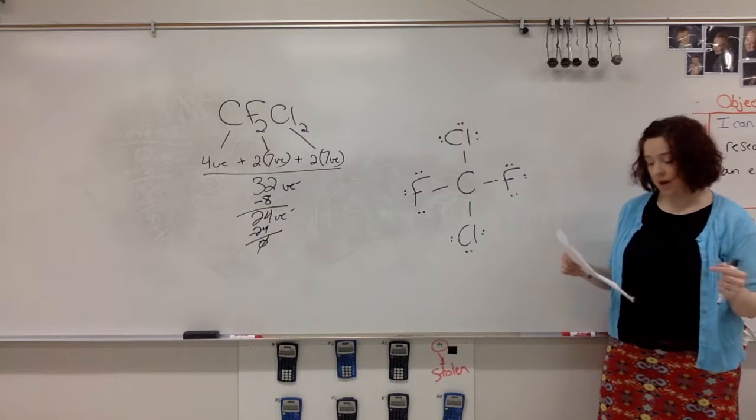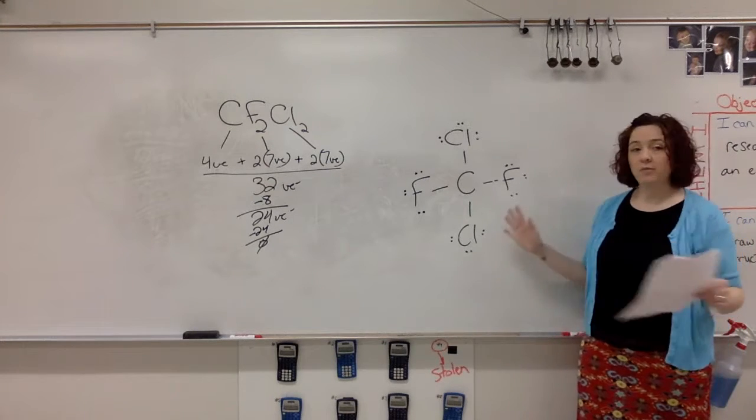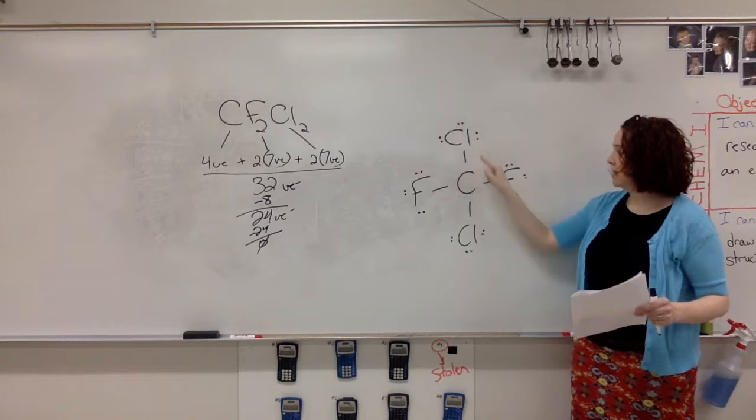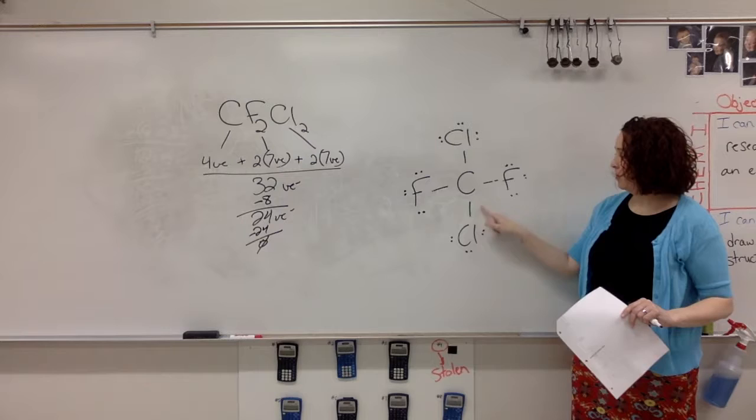We can skip step 5, so we're going to step 6. Make sure everybody's happy. 2, 4, 6, 8 for each of the four outer atoms, and then check carbon. 2, 4, 6, 8.